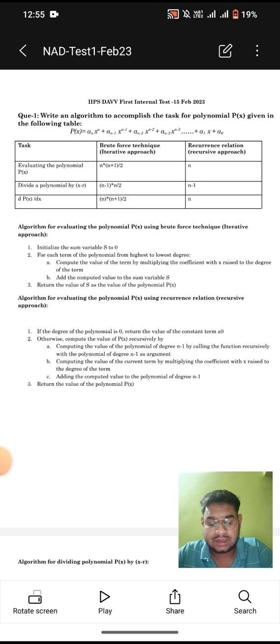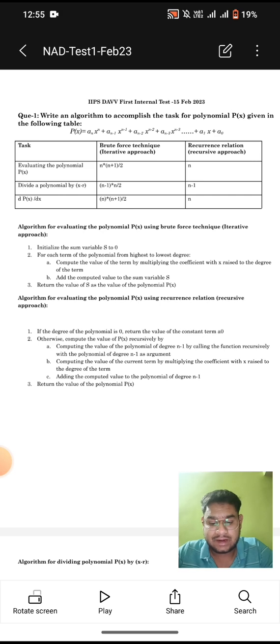The equation is p of x is equal to a n x to the power n plus a n minus 1 x to the power n minus 1 plus a n minus 2 x to the power n minus 2 plus up to a1x plus a0. There is a table given.